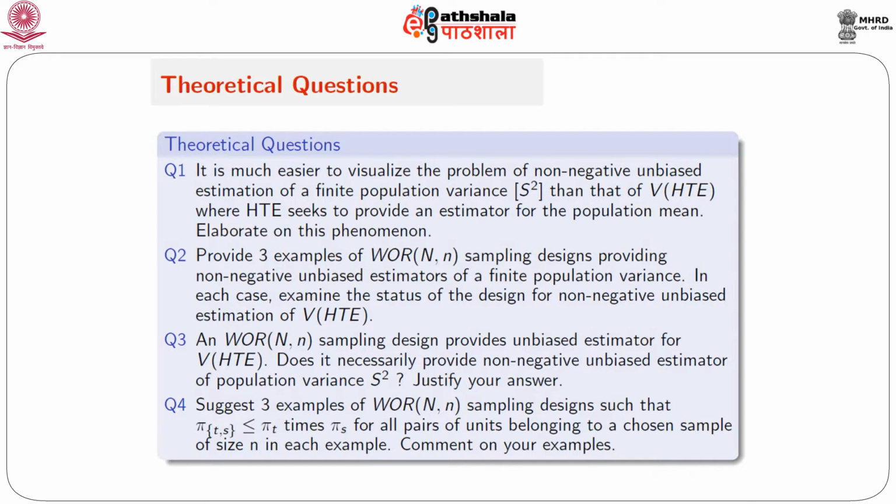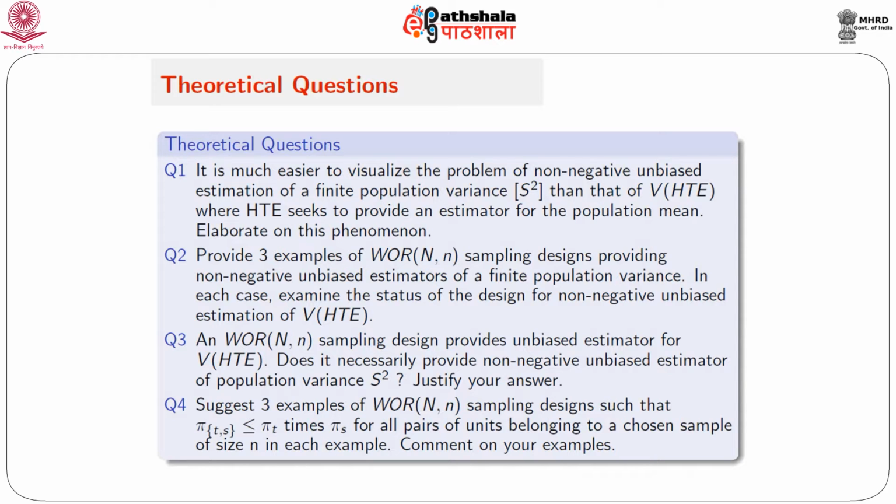Both of them require pi i strictly positive, whereas for population variance estimation, pi ij strictly positive is good enough to provide a non-negative unbiased estimate. For the other, it is desirable that pi i pi j greater than or equal to pi ij. That condition is also imposed, and that condition is also satisfied by our choice of the sampling design. So, this is something on which one can write a technical essay, on this aspect of the two variance estimation problems.